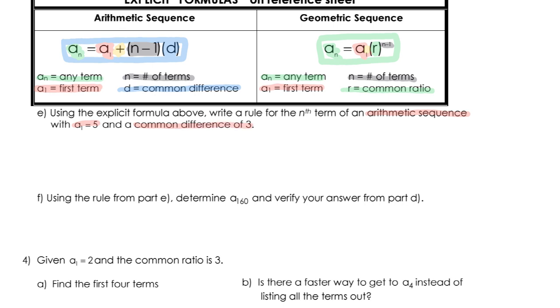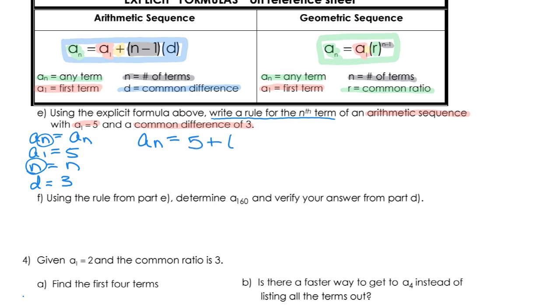So in an arithmetic sequence, we have some variables. We have a sub n, a sub 1, n, and d. They told us the common difference is 3, so that one's an easy one. They also told us a sub 1 is 5, so that's easy. And they want us to write a rule for the nth term. And anytime they want us to write a rule for the nth term, anything with n in it stays n. So see how that has an n in it? So this is going to stay a sub n. This is n, so this is going to also stay n. All right, and so we're going to have a sub n equals our first term, which is 5, plus n minus 1 times our common difference of 3.